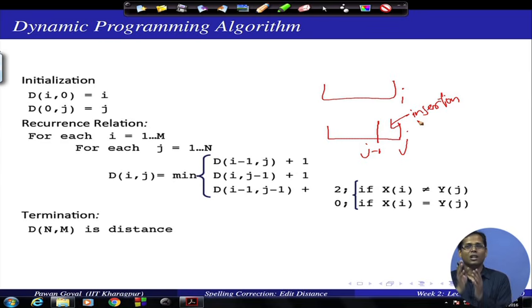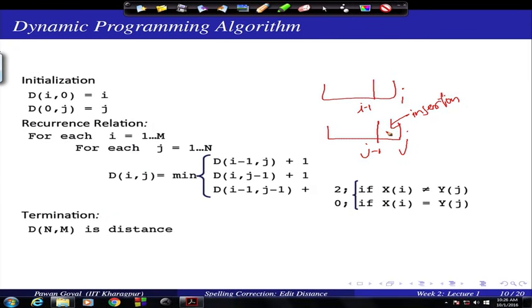And what might be the third possibility? The third possibility is that I know the distance between i minus 1 and j minus 1, and I am seeing whether I am substituting i with j. There might be two ways. If these characters are the same, I have no cost, but if they are different characters, I will have a cost corresponding to the substitution. So di minus 1 j minus 1 plus 2 if the characters are not the same, and plus 0 if they are the same. So there are 3 ways in which I can write dij. It can be either di minus 1 j plus 1, dij minus 1 plus 1, or di minus 1 j minus 1 plus 2 if the characters are different, or plus 0 if the characters are the same. So there are 3 different ways I can define this cost.